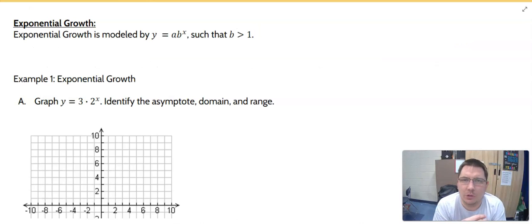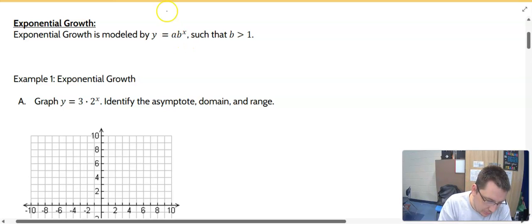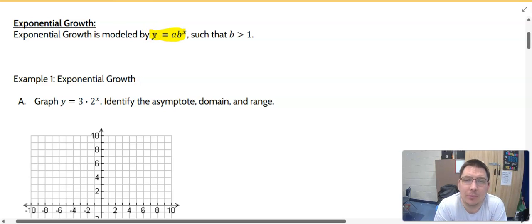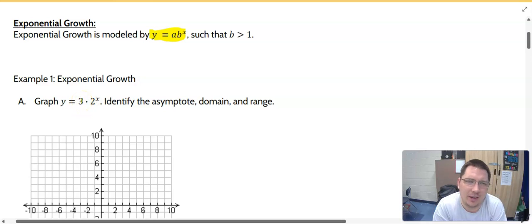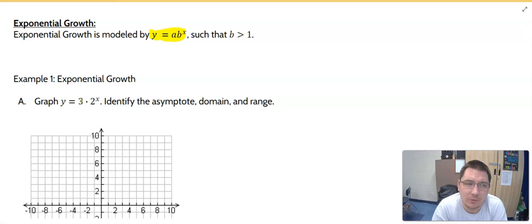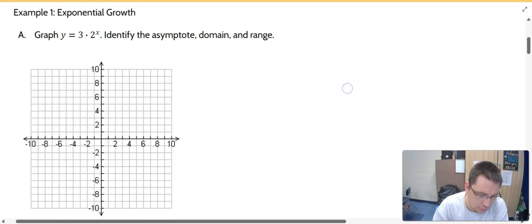In example 1, we're going to look at exponential growth. Exponential growth is modeled by the following equation: y equals a times b to the x power, such that b is larger than 1. When we graph these, remember we talked about in the review section 0.2, where we talked about exponential functions, how to graph 2 to the x or 1/2 to the x. Well, now we're throwing in a new value in front of that and wanting to see what it does to affect it. In example 1, we're going to graph y equals 3 times 2 to the x.